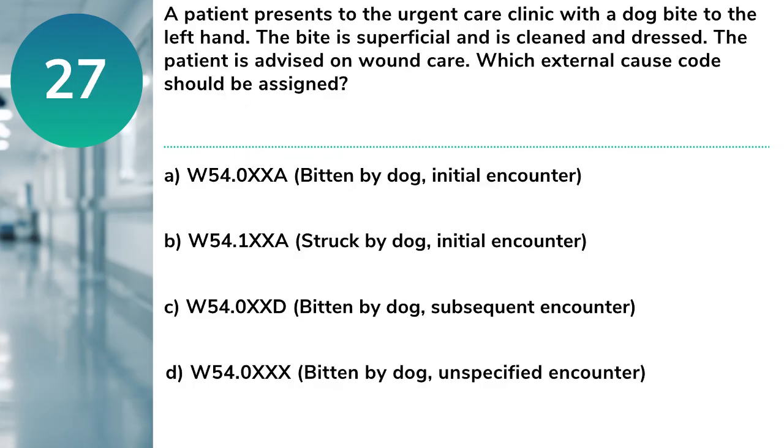Question 27. A patient presents to the urgent care clinic with a dog bite to the left hand. The bite is superficial and is cleaned and dressed. The patient is advised on wound care. Which external cause code should be assigned? A. W54.0XXA, bitten by dog, initial encounter.